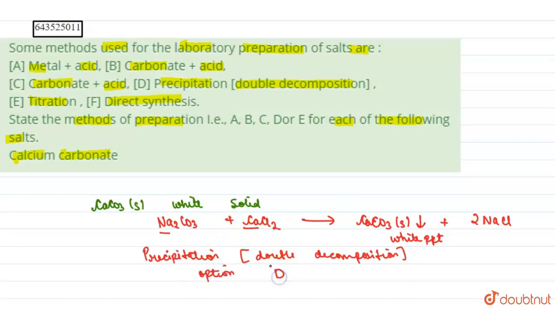Okay, so the method in lab used to prepare calcium carbonate solid is precipitation or double decomposition. We just take sodium carbonate, we add calcium chloride salt such that we get calcium carbonate as precipitate. Okay, so the answer is option number D.